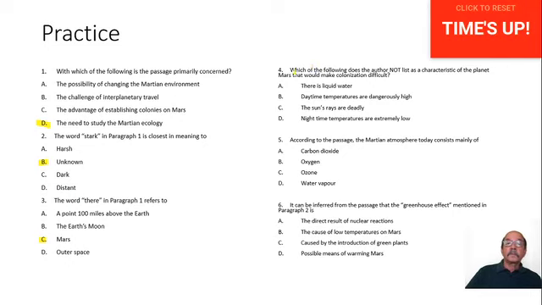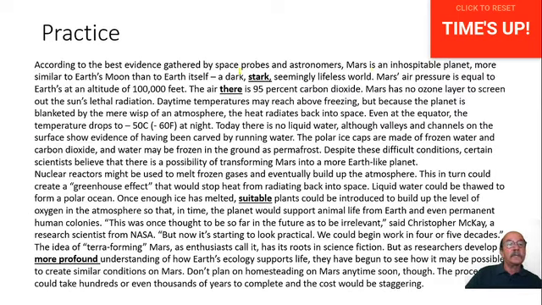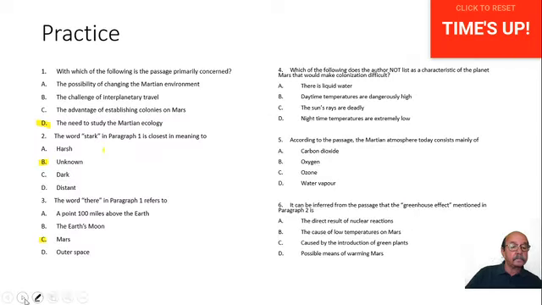Okay. Question number 4. Which of the following does the author not list as a characteristic of the planet Mars that would make colonization difficult? All right. The A option says there is liquid water, and the passage says, where is this? Daytime temperatures, blanketed. Yeah, today he says there is no liquid water. So there is liquid water would be what the writer did not say.